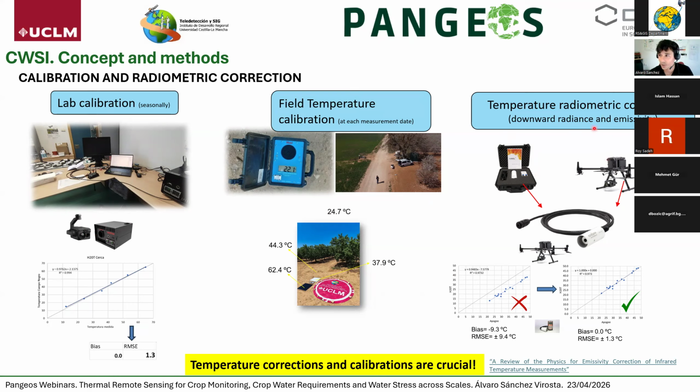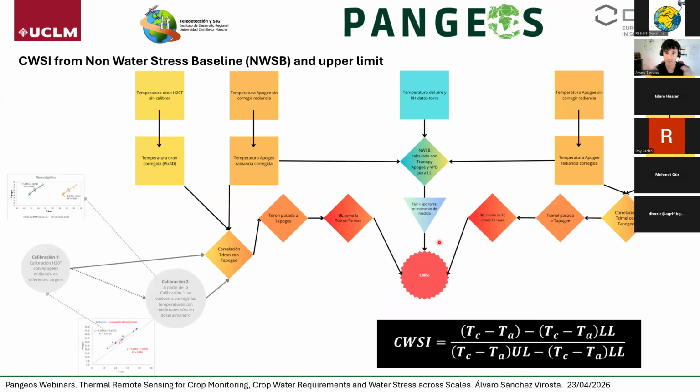Sometimes people do not do that. This is for very accurate and good quality data. But if you have the opportunity to have the downward radiance and the emissivity, it would be good to do it. So this would be a diagram of all the process. Maybe it seems very complex, but once you have all the protocols and the steps, it's a step-by-step method that you can apply in all your measurements.